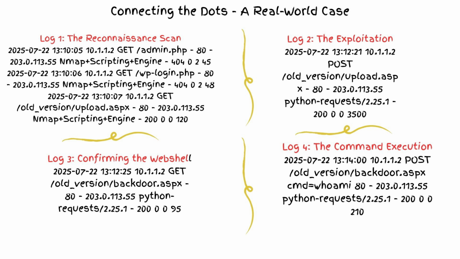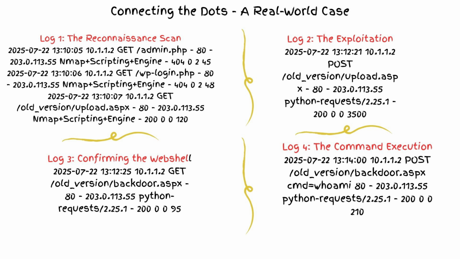Okay, so now for the exciting part, let's look at a series of logs from a real world attack scenario and how we can connect the dots. Now imagine we are investigating a potential breach. We filter the logs for a suspicious IP address, which is 203.0.113.55. As you can see on the screen, the very first log shows a series of requests from the attacker's IP. If you have noticed, the user agent over here is the Nmap scripting engine.